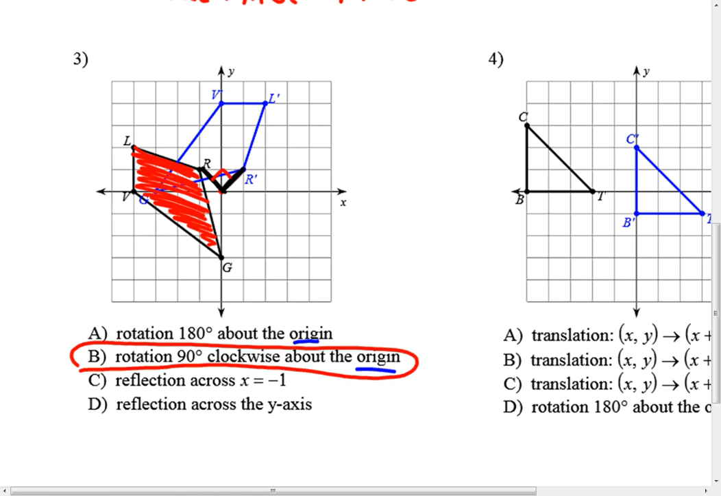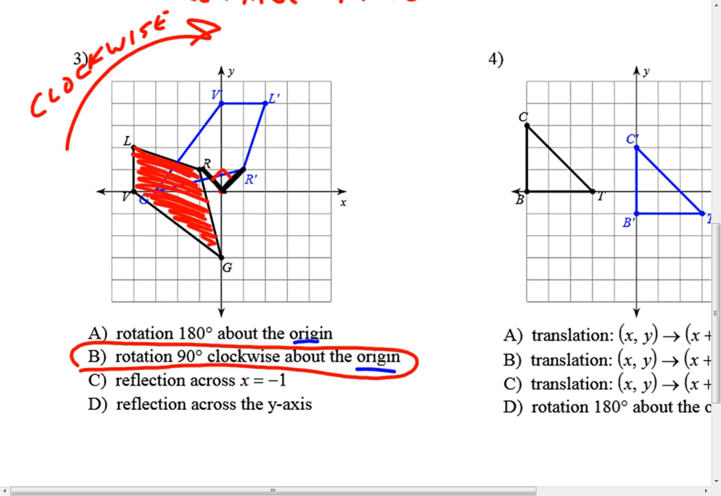Which one is the end result? Which one is the image? The prime. So it went this way. Which way is that? Clockwise. So that matches up with B. It's 90 degrees. If it was 180 degrees, then I'd have to turn the handle 90 more degrees, and that's not what is happening.